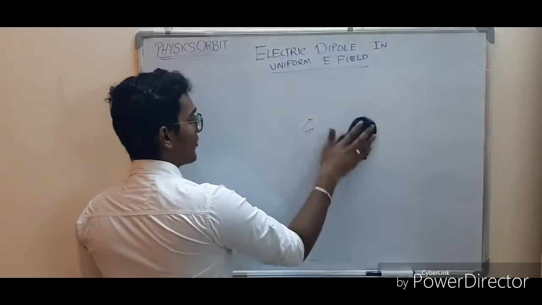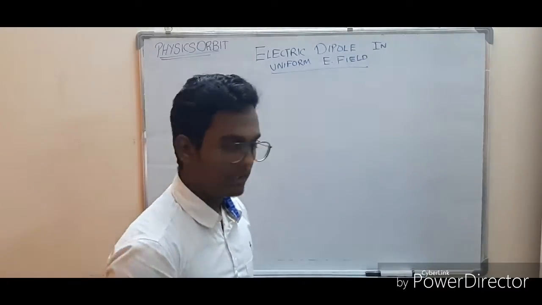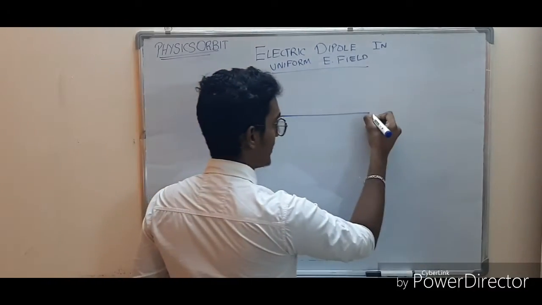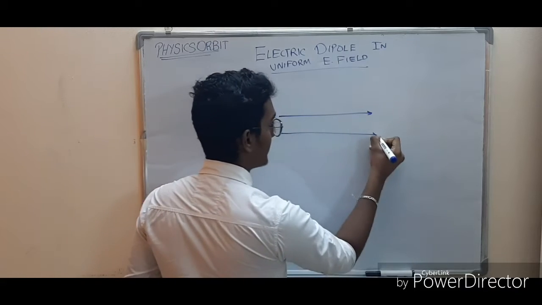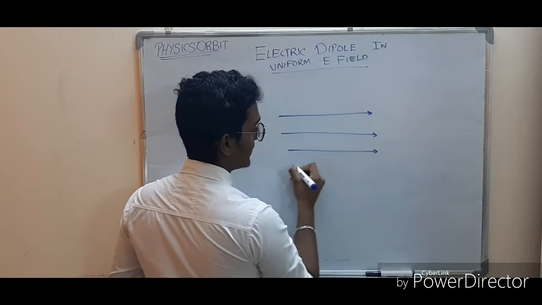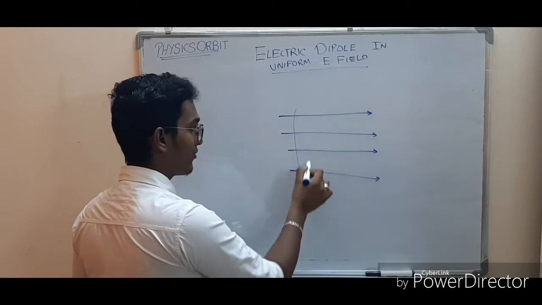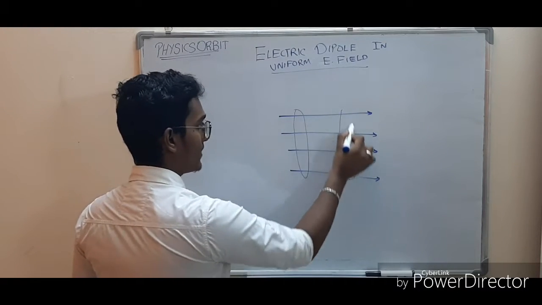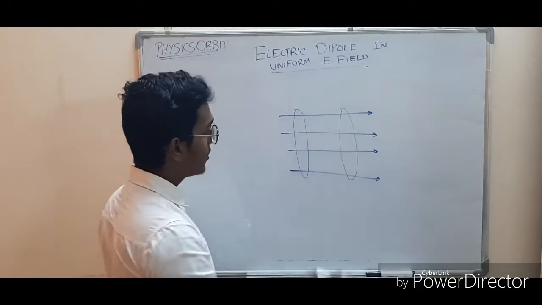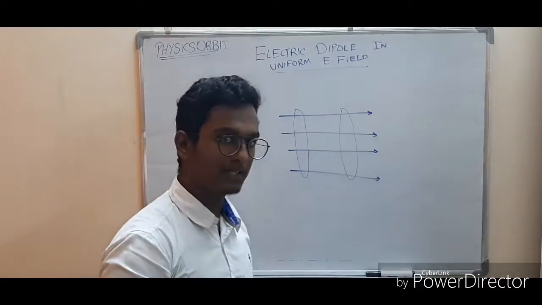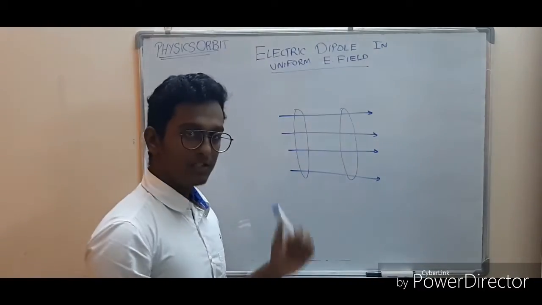A uniform electric field is ideally parallel lines. That is, the electric field lines generated are in this way. This is how a uniform electric field would look. And now you can check this: any unit of area you take, the same area in either position is going to have the same number of field lines passing through it. So that is why this is a uniform electric field.